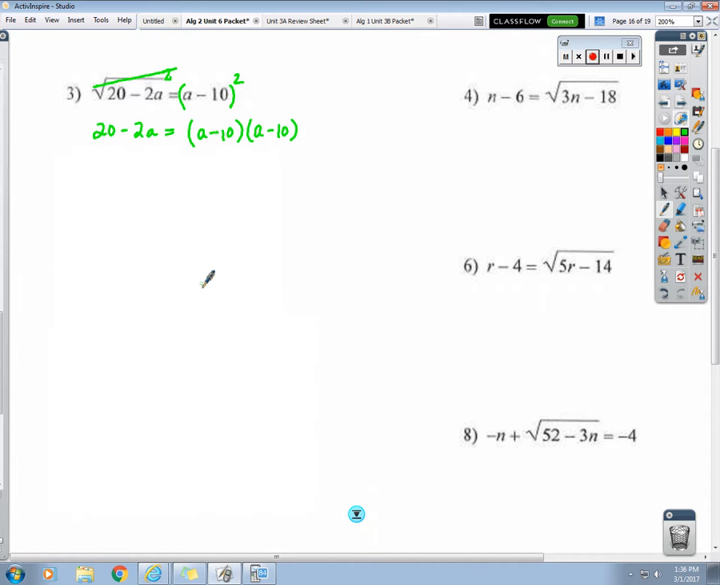Okay, so now I have 20 minus 2a on this side, and you can't combine those. They're not like terms. On this side, I can now distribute or FOIL, whatever you want to call it. a times a is a squared. a times negative 10 is negative 10a. Negative 10 times a is another negative 10a, and negative 10 times negative 10 is positive 100. Any questions so far?